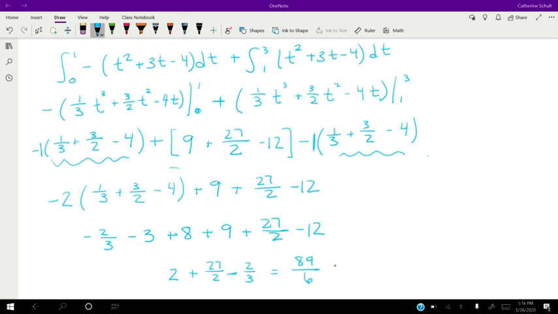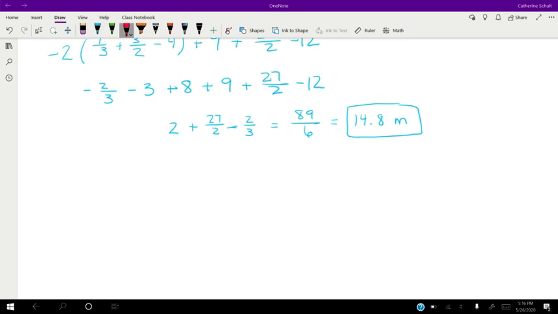And then, normally with these displacement and distances and stuff like that, it's okay to go to a decimal. It's a little bit easier to understand the distance, right? If your friend said my house is 89/6 miles away, you'd be like, what are you talking about? But 14.8 miles, you're like, oh, okay, I get that.